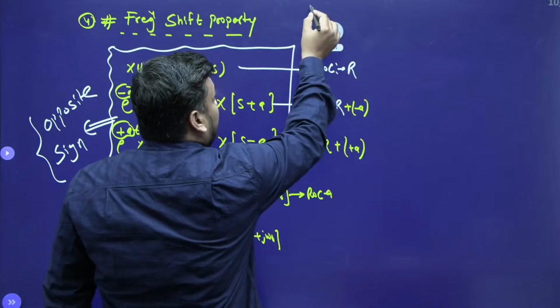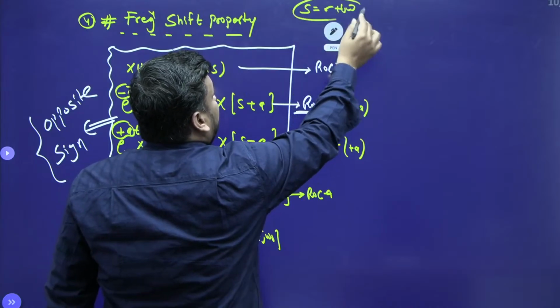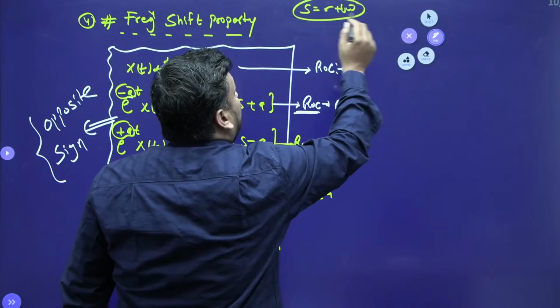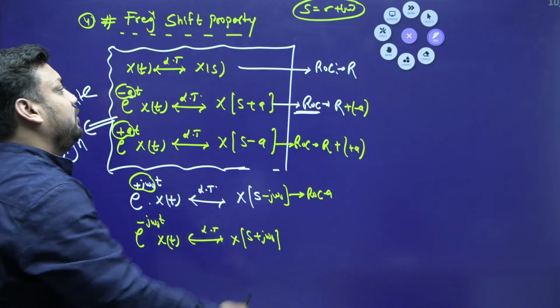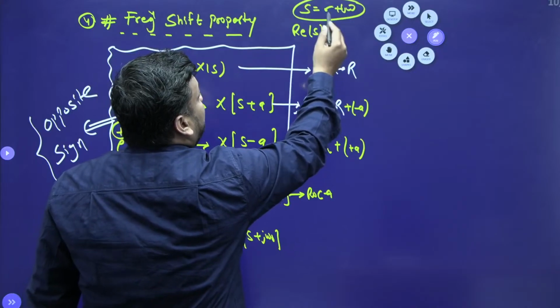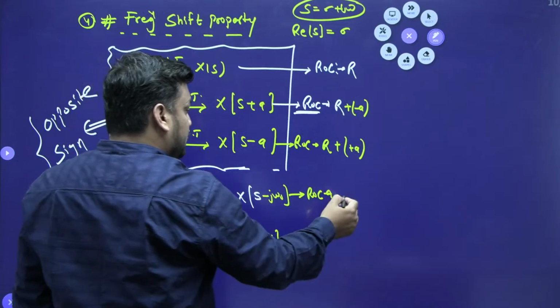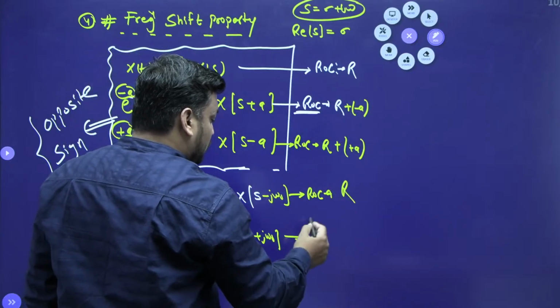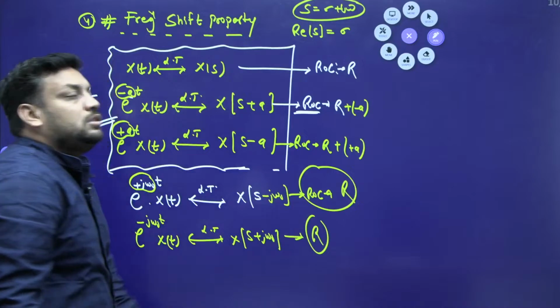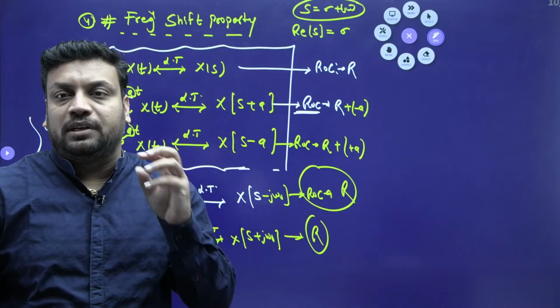If I write s equal to sigma plus j omega, and I talk about the real part of s, then the real part of s only will give you the ROC. Real part of s means sigma only. So the ROC here is R only, and here also the ROC is R only, because ROC is always represented by the real part of s.